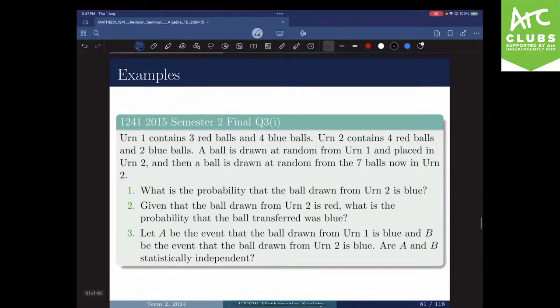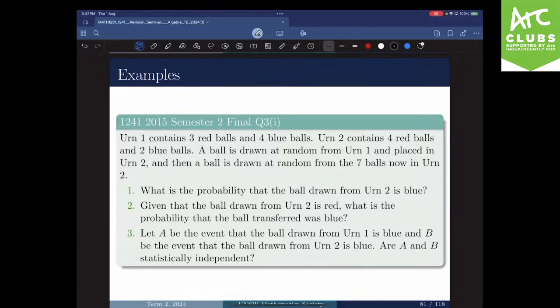Okay, next we have another conditional probability question, but this time it involves urns. Urn 1 contains 3 red balls, 4 blue balls. Urn 2 contains 4 red balls, 2 blue balls. A ball is drawn at random from urn 1 and placed in urn 2, and then a ball is drawn at random from the 7 balls now in urn 2. What is the probability that the ball drawn from urn 2 is blue?